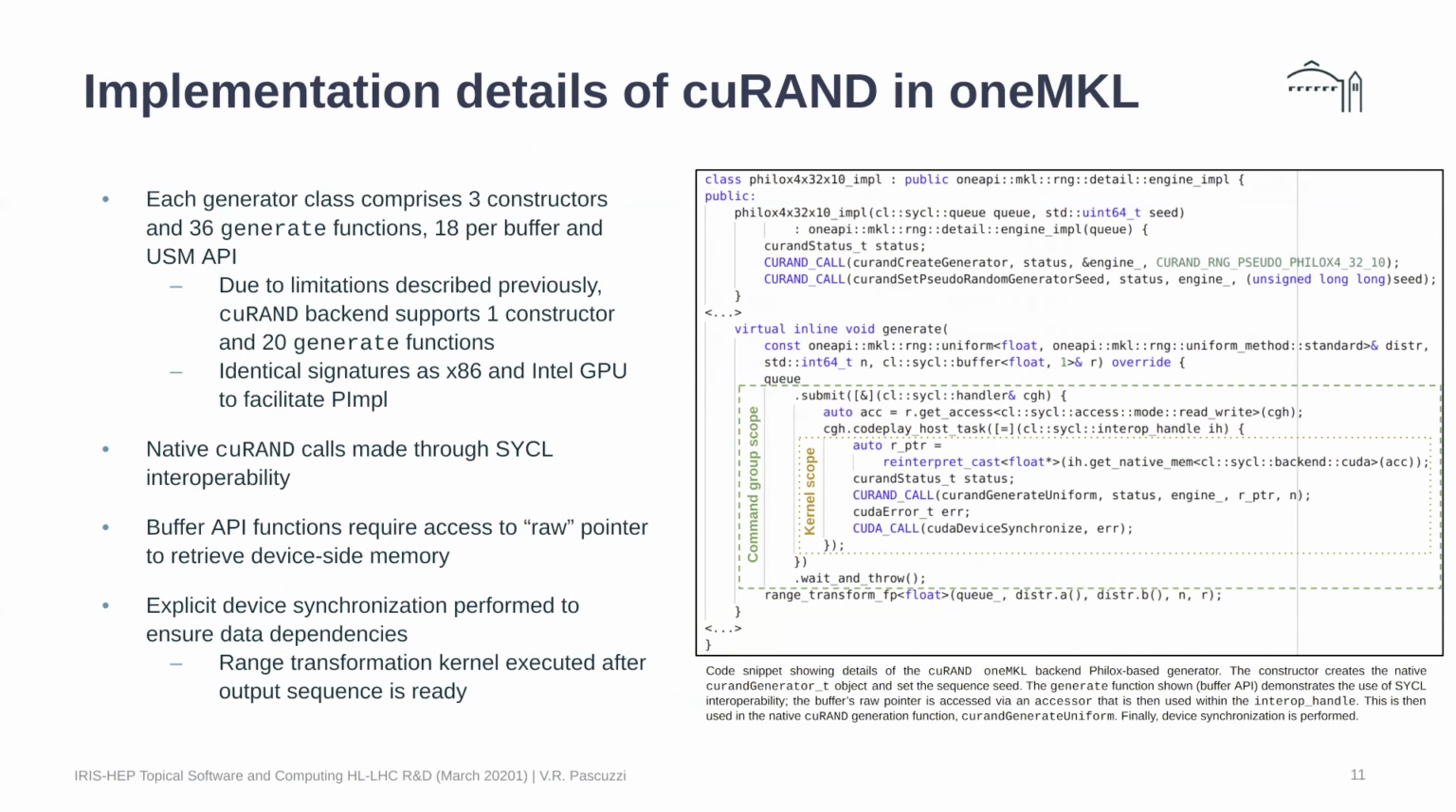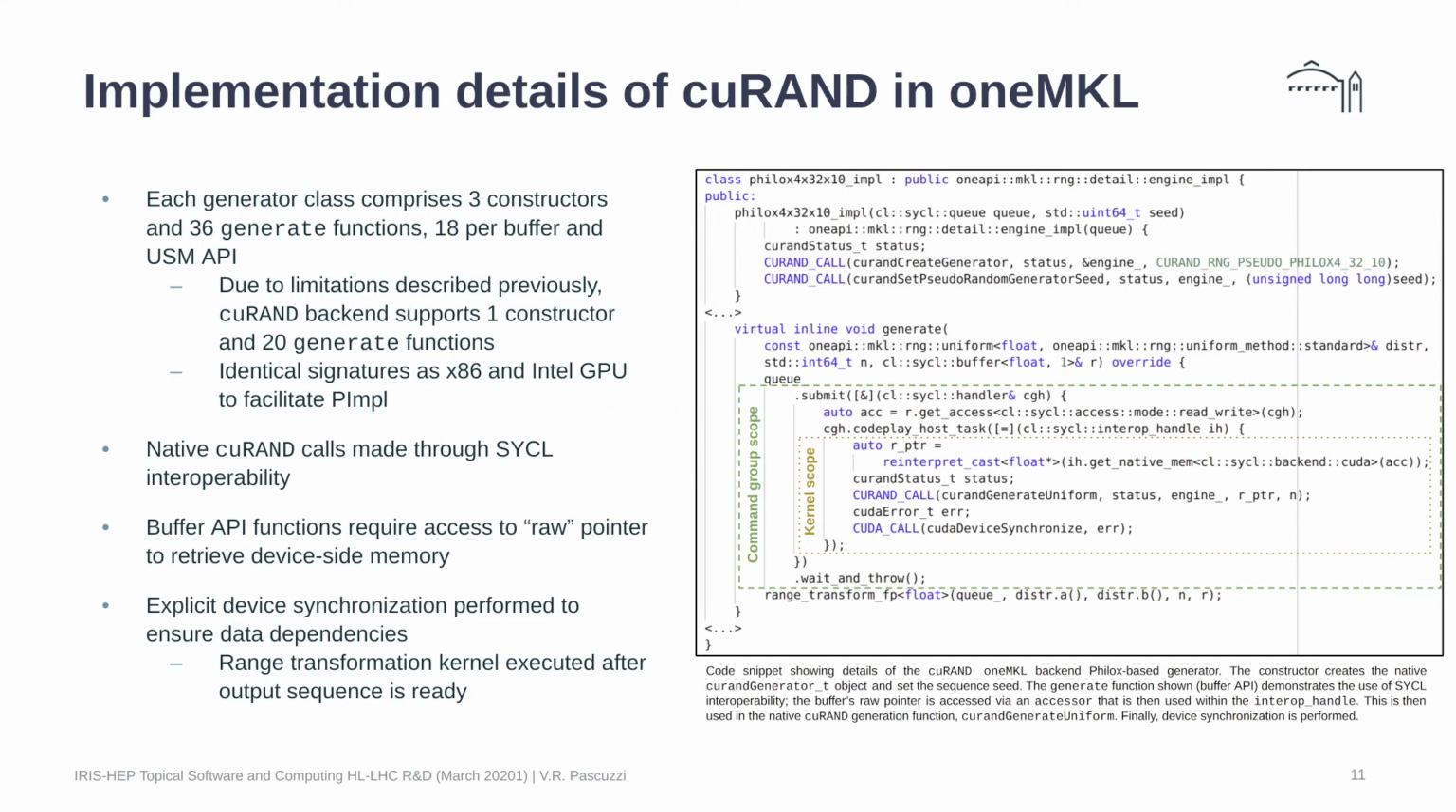Okay, so the implementation details of cuRAND and oneMKL. In oneMKL, each generator class comprises 3 constructors and 36 different types of generate functions, 18 of which are for the buffer API and 18 are for the USM API. Due to the limitations I already spoke about, we can only implement 20 of the generate functions. The other ones we relied on ICDF methods. And what's nice is that we have identical signatures for both x86 and GPUs to facilitate this pointer to implementation. So it's transparent if you want to call any of these functions for any backend in your application.